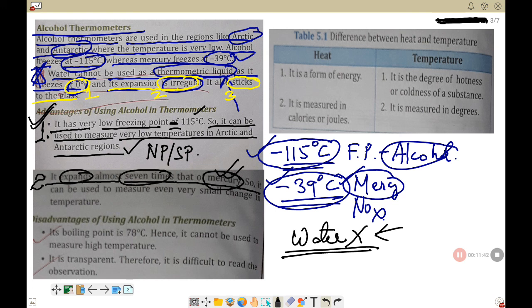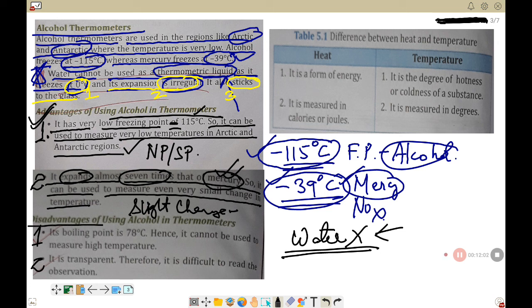Alright, so it can be used to measure very small change in temperature. So slight change in temperature also can be recorded with the help of alcohol thermometer. Alright, now again it also has disadvantage. There are two disadvantages of using alcohol in the thermometers. Number one, its boiling point is 78 degrees Celsius and hence it cannot measure high temperature.